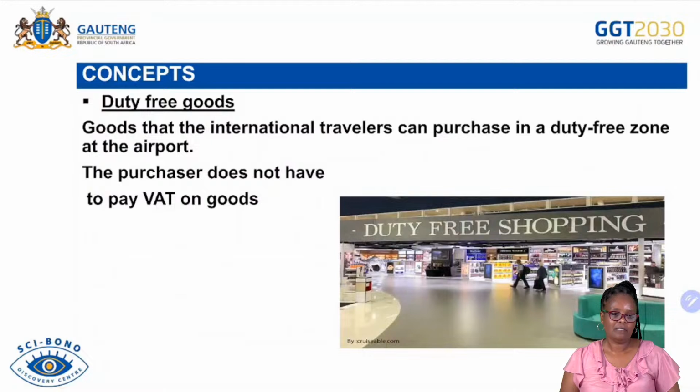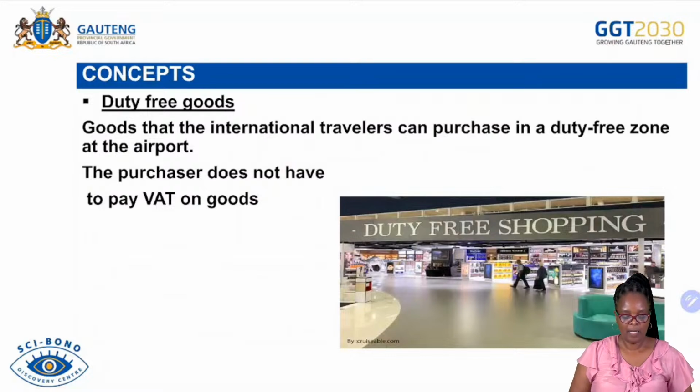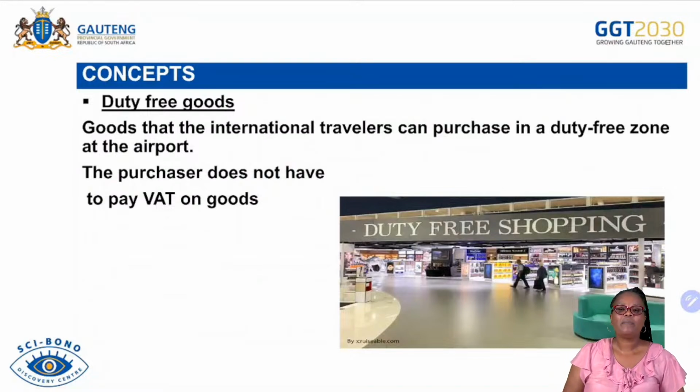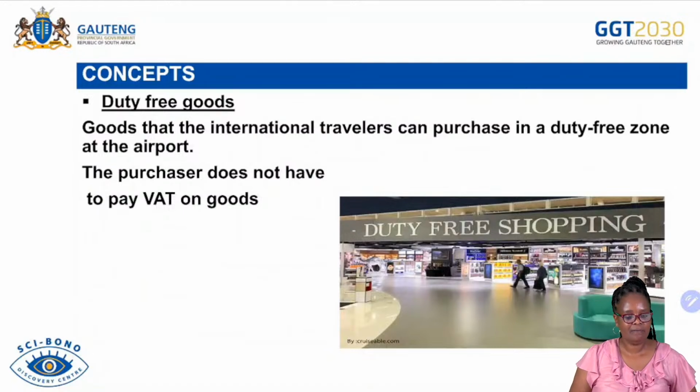I want us to look at the concepts. We have concepts that we need to know as a grade 12 learner. The first one is duty-free goods. From the word duty-free, we can understand that it's tax-free. So these are the goods that international travelers can purchase in a duty-free zone at the airport. Look at our picture there. We have the duty-free shopping. Everything there is duty-free. They don't pay tax there.